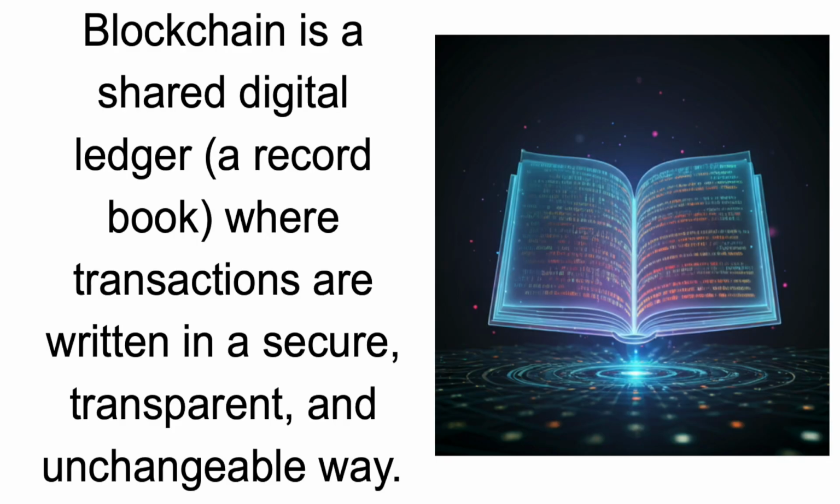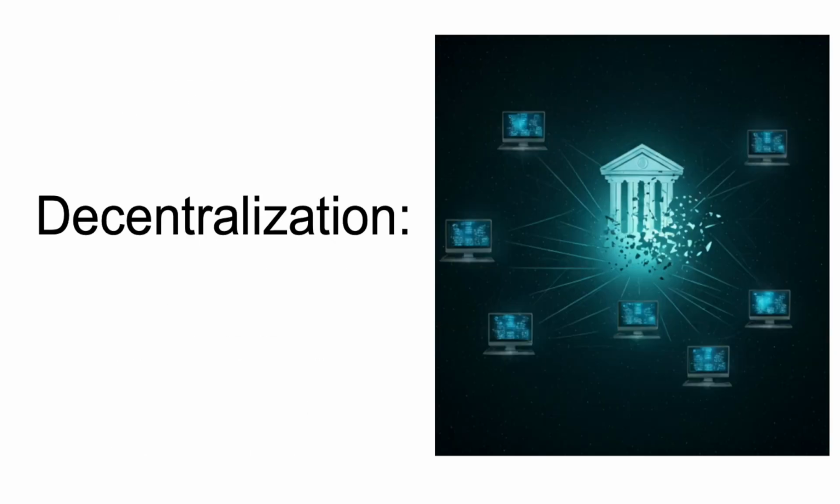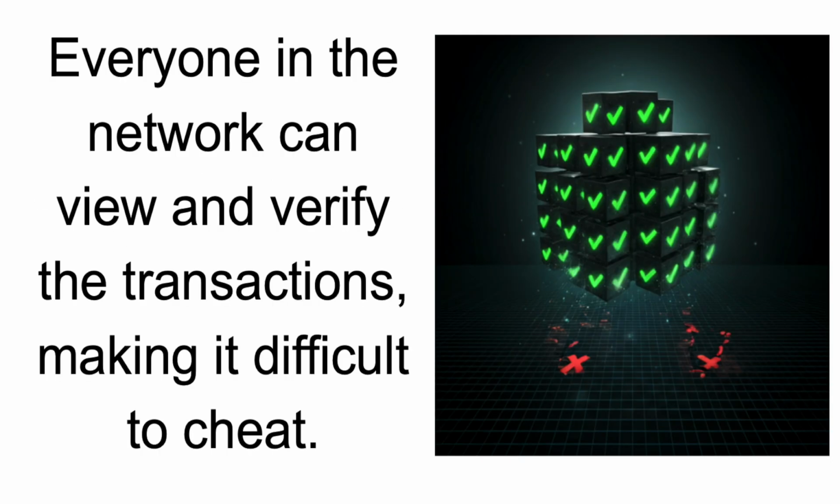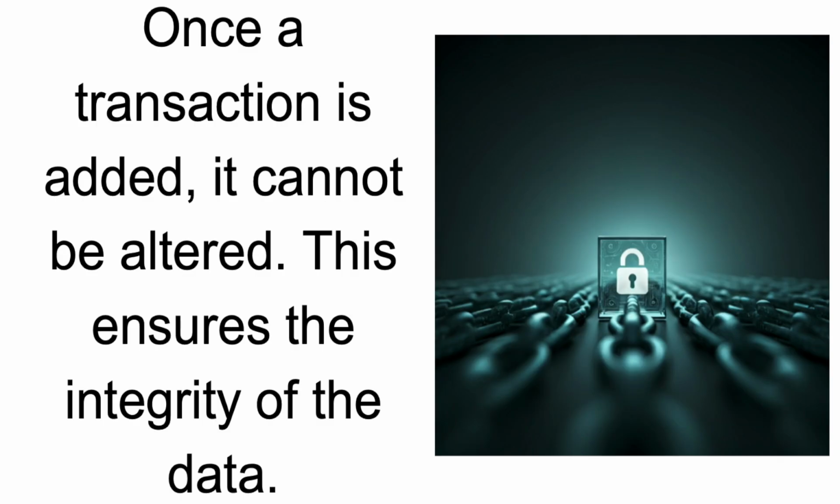Blockchain. Blockchain is a shared digital ledger or record book where transactions are written in a secure, transparent, and unchangeable way. Key features include decentralization. Unlike traditional systems managed by a single authority, for example banks, blockchain operates across a network of computers, called nodes. No single party controls it. Transparency. Everyone in the network can view and verify the transactions, making it difficult to cheat. Immutability. Once a transaction is added, it cannot be altered. This ensures the integrity of the data.